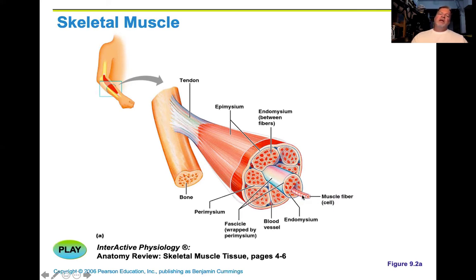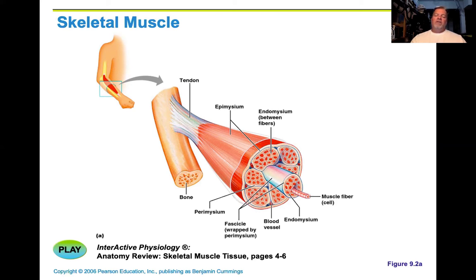Now what we do is we take a bunch of these muscle fibers and we group them together. And that group is actually called a fascicle. So there's my fascicle here. And the connective tissue that surrounds the fascicle, right here's the word, perimysium. Okay, so it's a fibrous connective tissue that surrounds a group of muscle fibers.